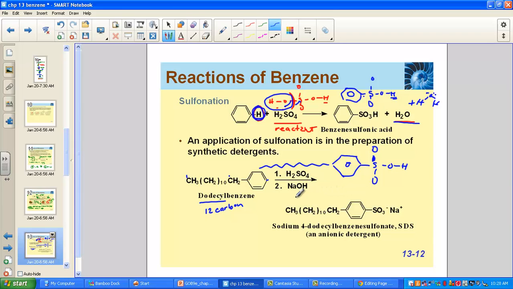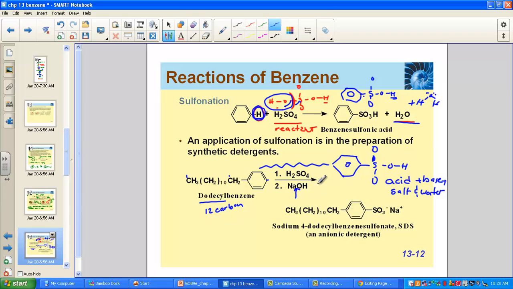Step 2, we added NaOH. Remember, this is a strong base. This is a strong acid intermediate. When we treat an acid and a base, they neutralize each other. They make a salt and a water. I need an arrow. We know it makes a salt and water. Acid plus base makes a salt and water through a process called neutralization.